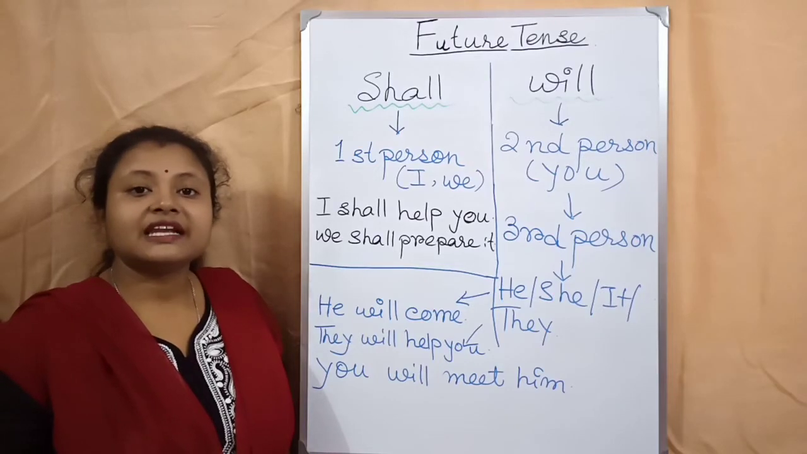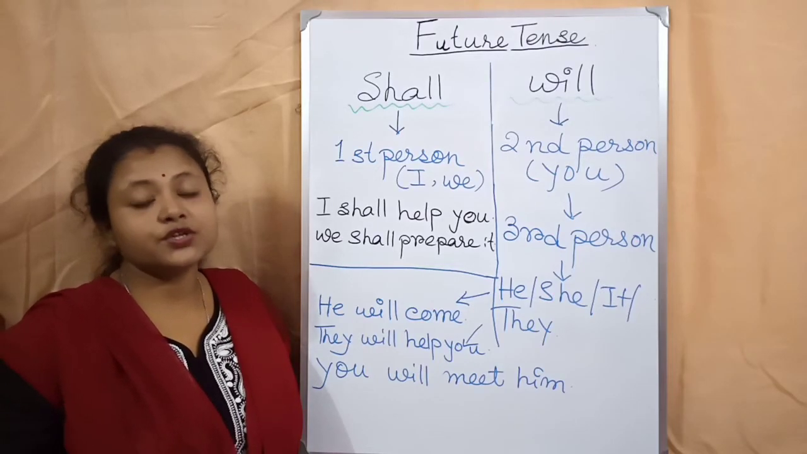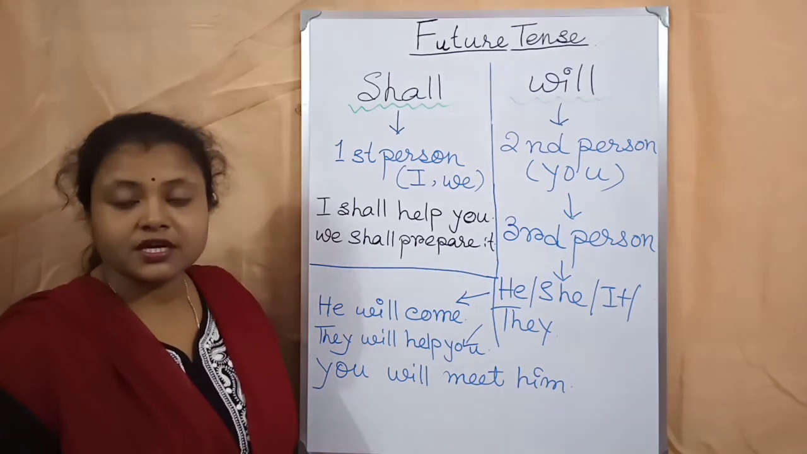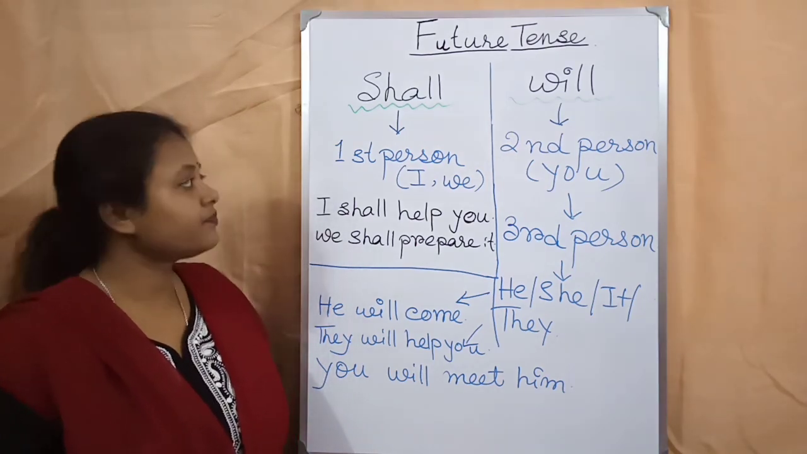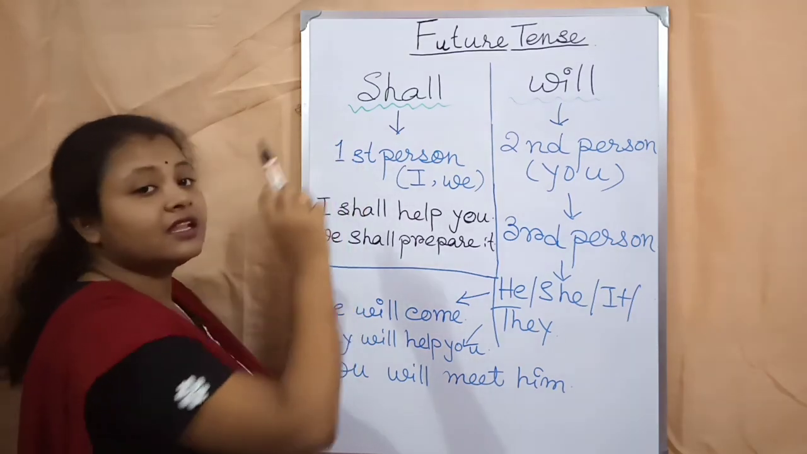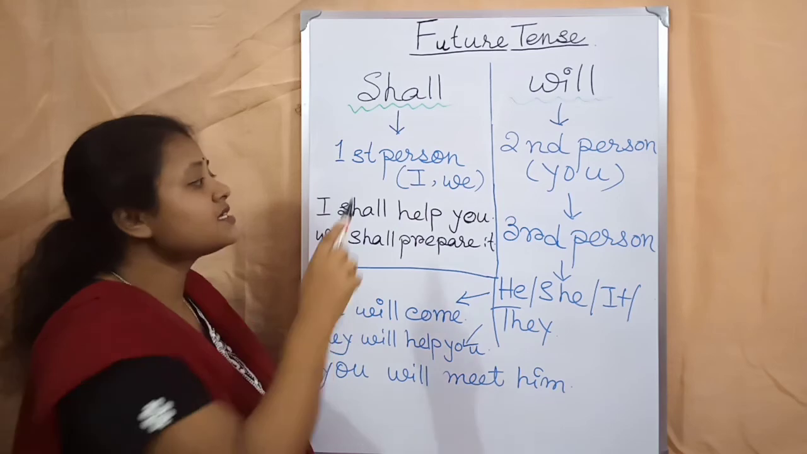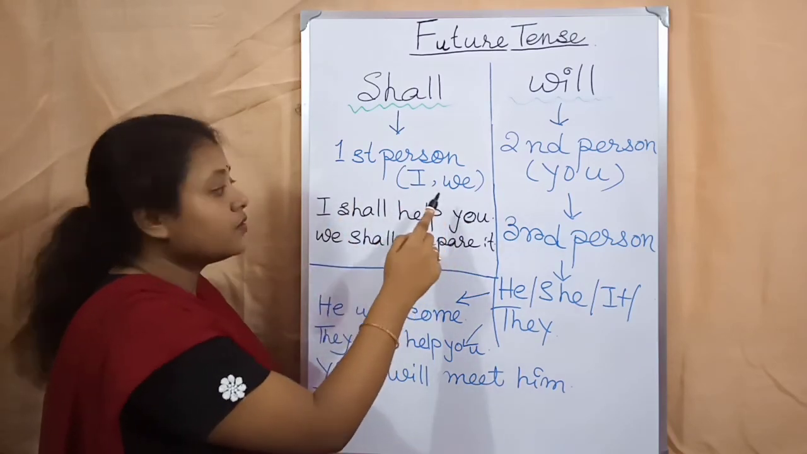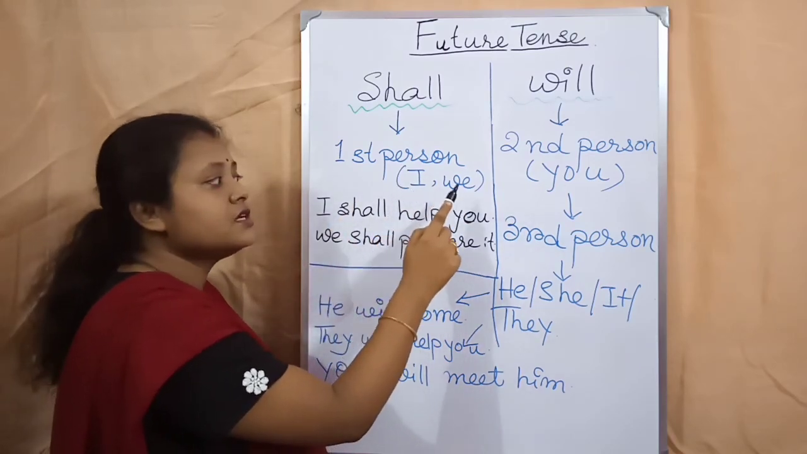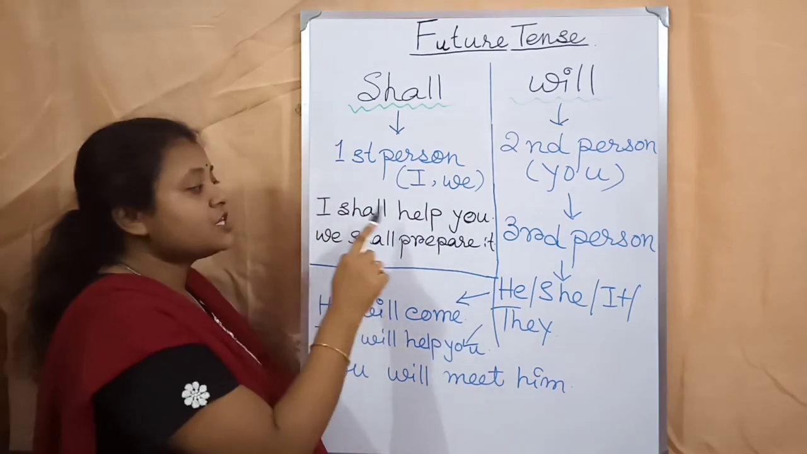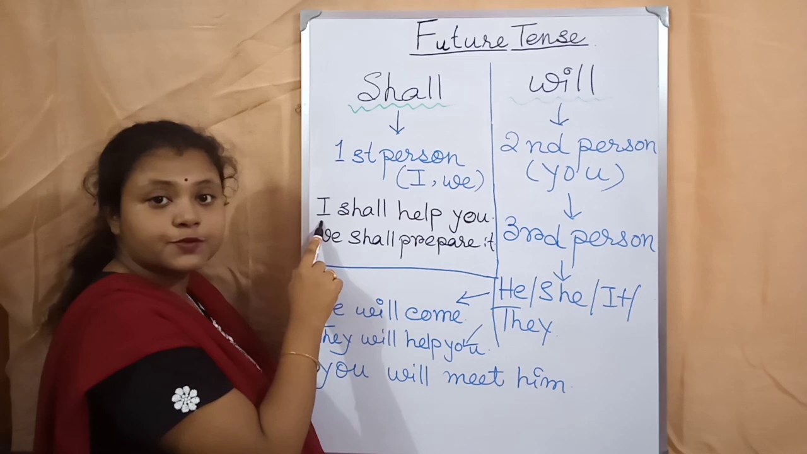Now students, let me tell you where can we use shall and will. What are the different usages of shall and will? So, shall we can use in case of first person. First person means I or we. Okay. So, in case of first person, we can use shall. Example, I shall help you. I is the first person.